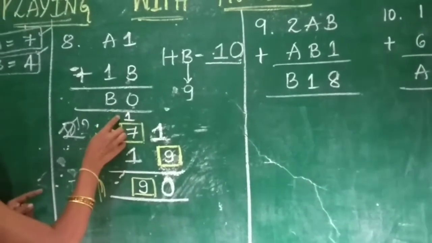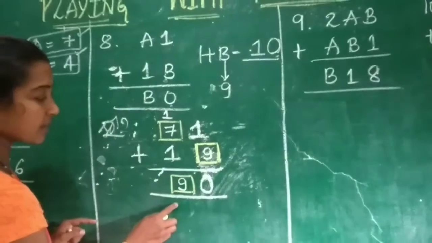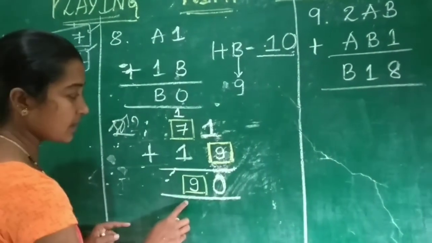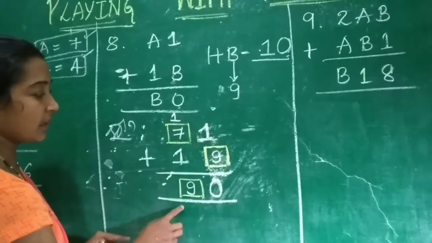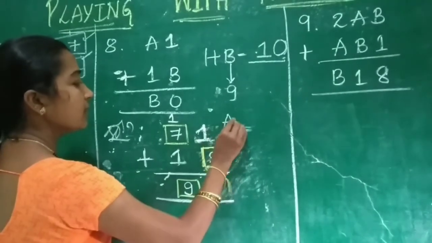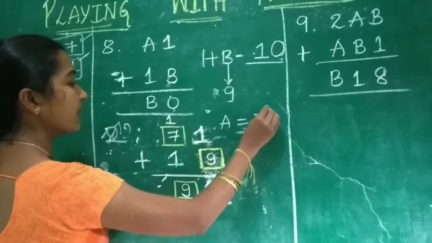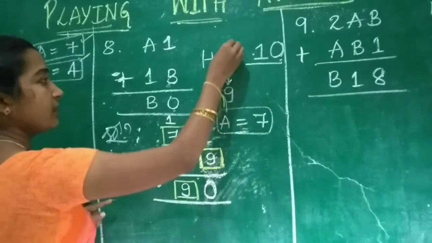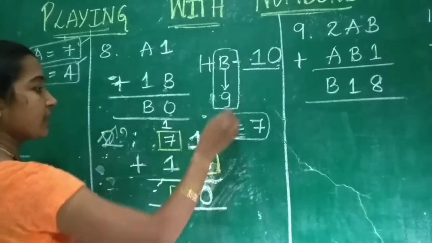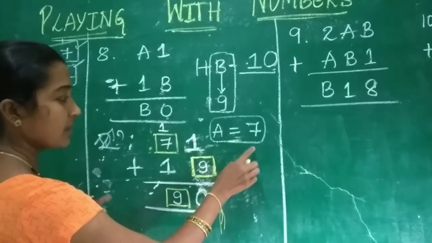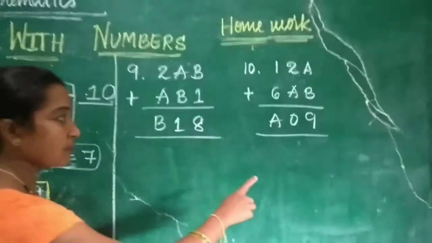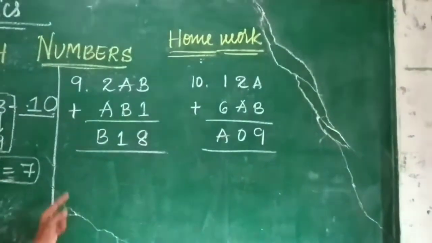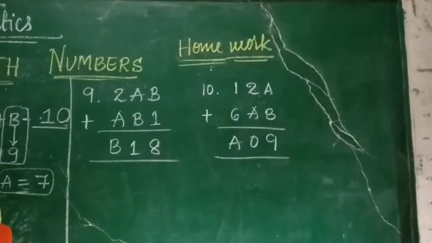Add with 1 plus 1. It gives 9. Listen once again. Here 7 is added with the 2. It gives the number 9. So now the value of A is 7. I already took the value of B as 9 and the value of A is now 7. Next, 9th problem and 10th problem, do yourself. Take these two as your homework problems.